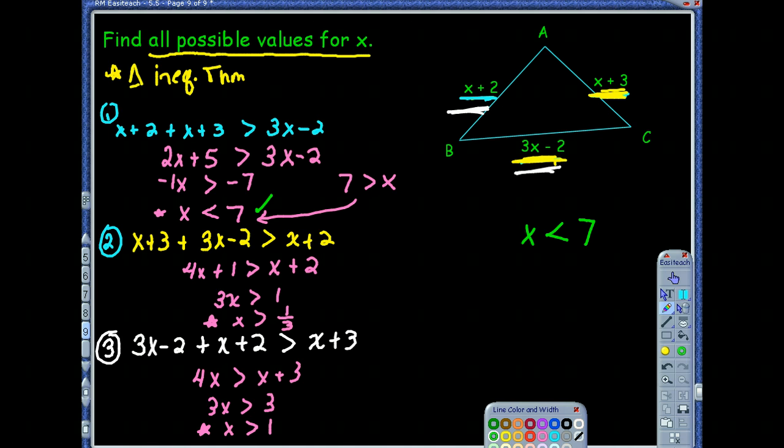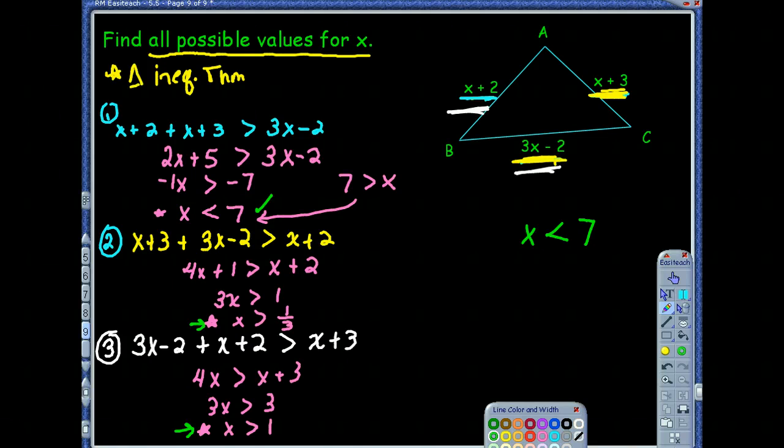Because we know if something's less than 7, that can include negatives, like negative 10. If I put negative 10, which is obviously less than 7, in here, negative 10 plus 2 gets you a negative 8, which you can't have as a negative side length. Again, x is not the side. x is part of the side. All right, so we're looking at these two.